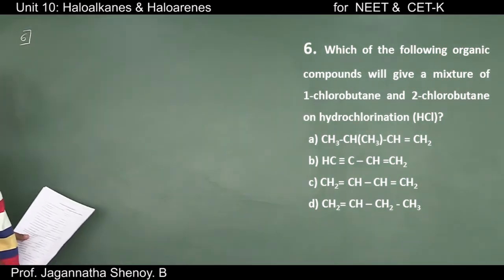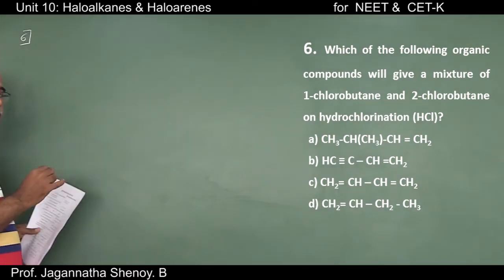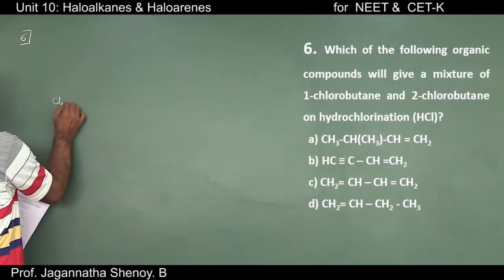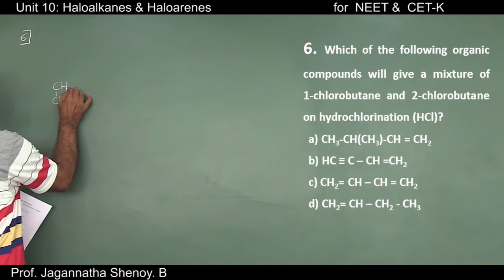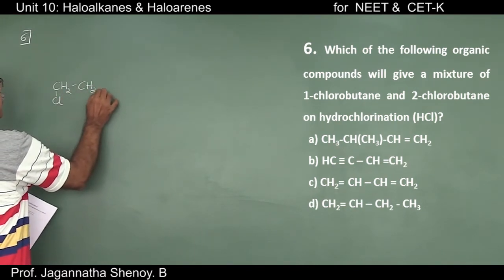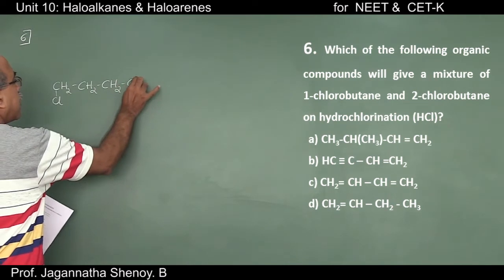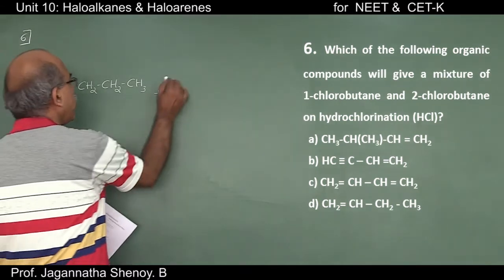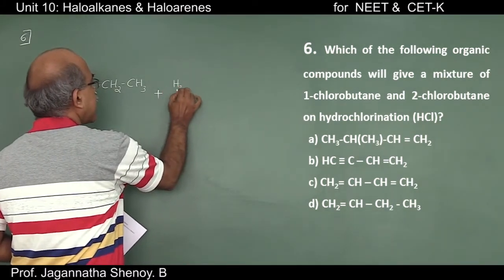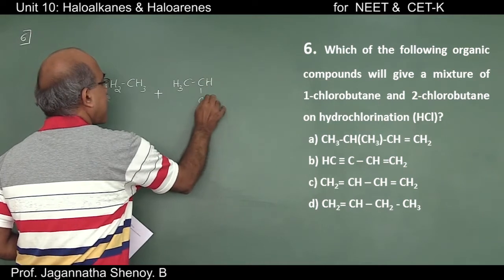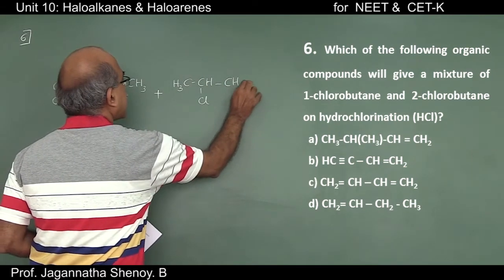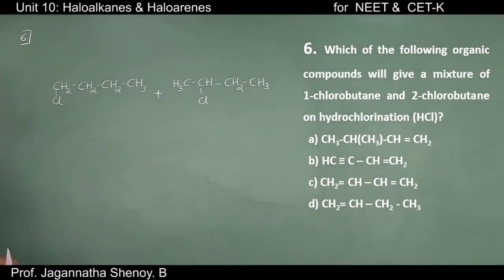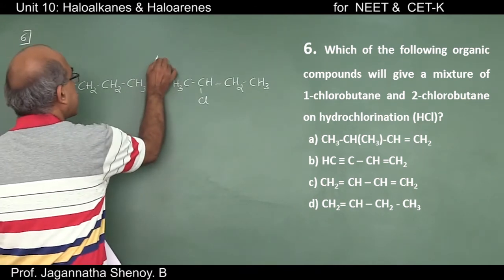So what is mentioned in this question? We have to get a mixture of 2 products. What are those 2 products? I have to get 1-chlorobutane. So this is one product, and the other product that I should get is 2-chlorobutane. So when I say that, it is CH3CHClCH2CH3. This is what I am supposed to get on addition of HCl.